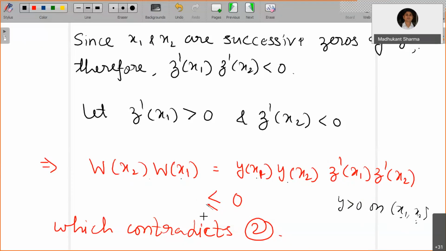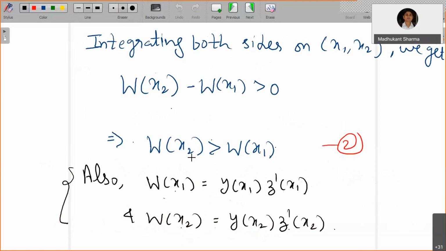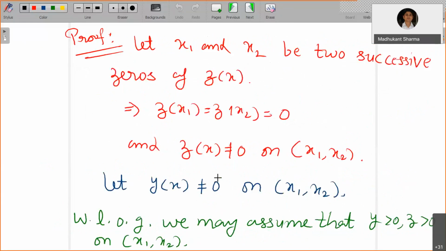Okay, but this contradicts the above fact. W of x2 times w of x1 is greater than 0. So your assumption was wrong, and what you have concluded is that y(x) is non-zero on this interval, which means y(x) equals 0 at least at one point in (x1, x2). Maybe more than once.